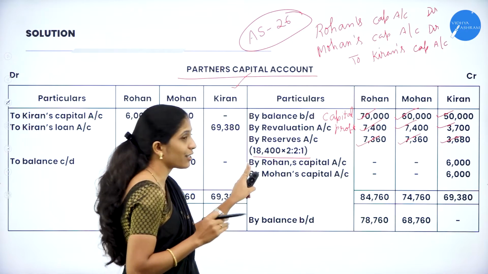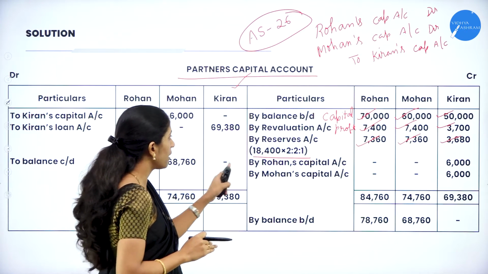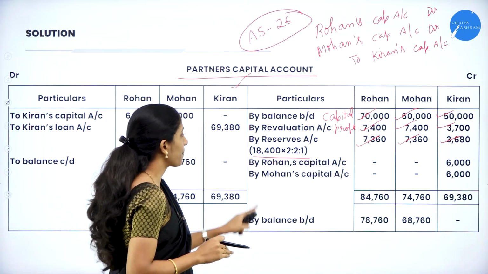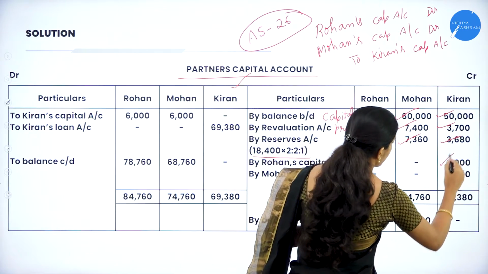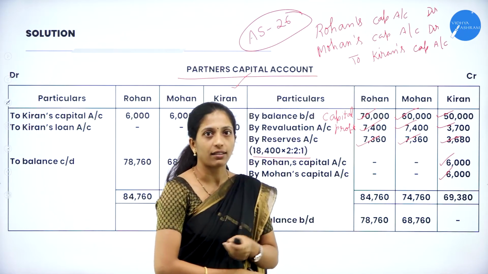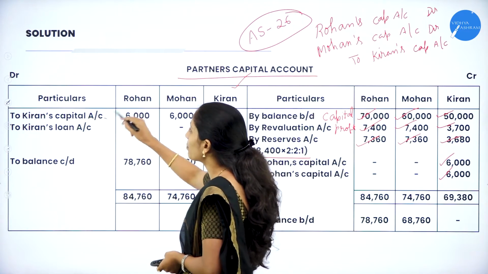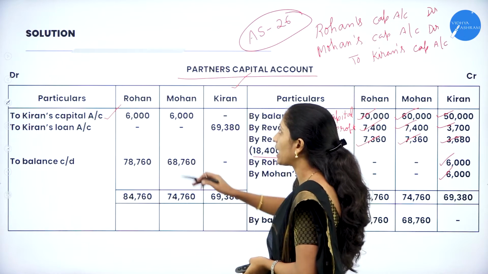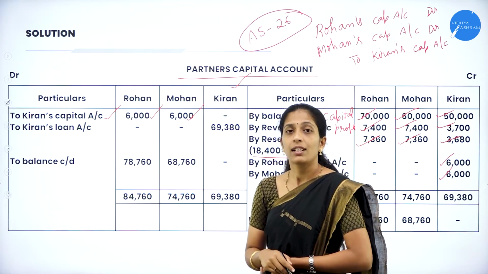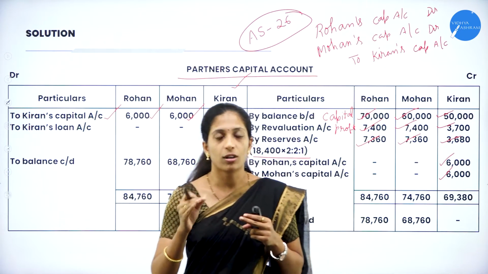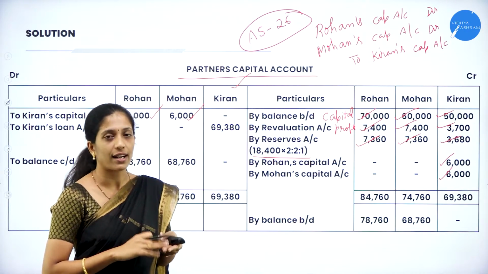Now who are the remaining partners? Your entry remains same. Remaining partners capital account debit, to retiring partner's capital account. So the remaining partners are by Rohan's capital account, by Mohan's capital account, and write the amount in the retiring partner's column, that is 6,000 each. We have already calculated. In the same way, the other part of this entry will be to retiring partner's capital account, that is to Kiran's capital account. You will record the amount in Rohan 6,000 and Mohan 6,000. Clear? So this is the difference from admission as well as retirement, that is in treatment of goodwill as per accounting standard 26.